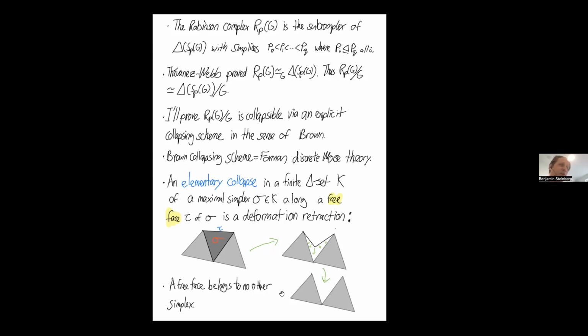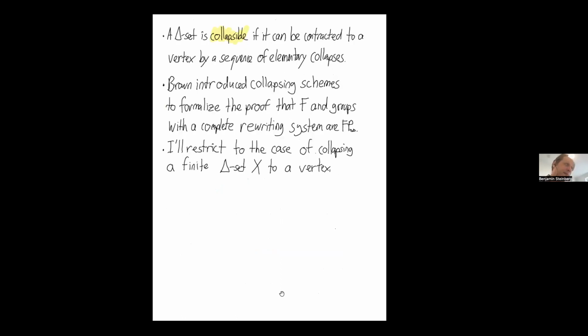And this is all part of Whitehead's theory of simple homotopy theory, which is interested in when you can do your homotopy equivalence via elementary collapses. Okay, so a delta set is collapsible if it is a finite delta set that can be contracted to a vertex by a sequence of elementary collapses. So you do one elementary collapse, you get a new delta set, then you do another elementary collapse, and you keep going until there's basically nothing left.